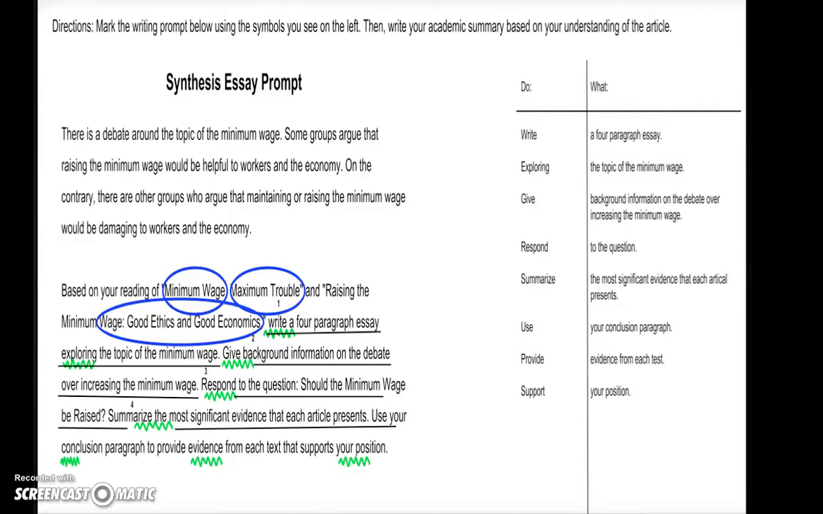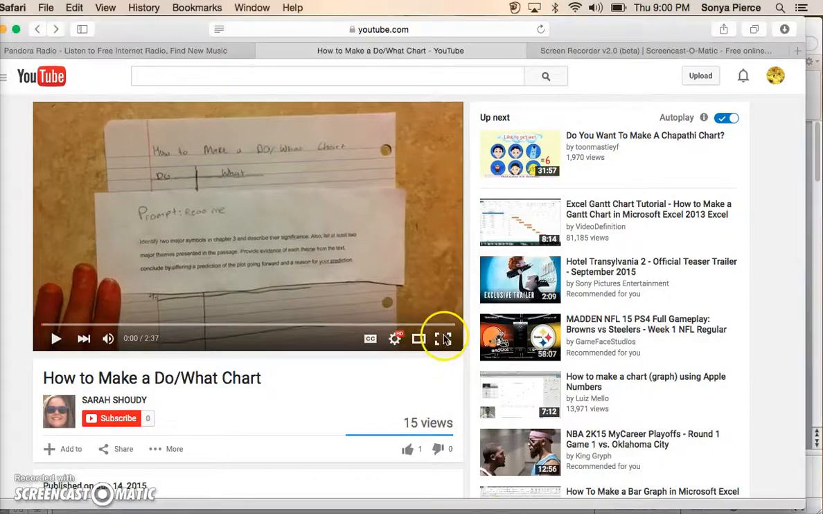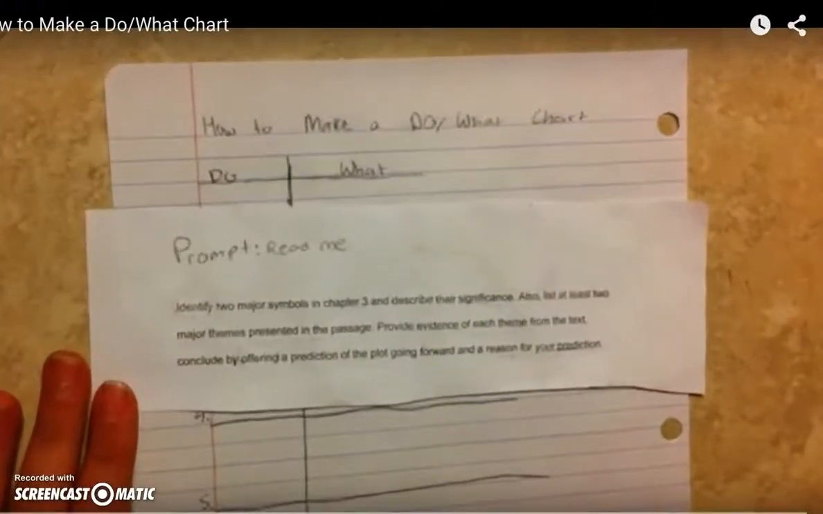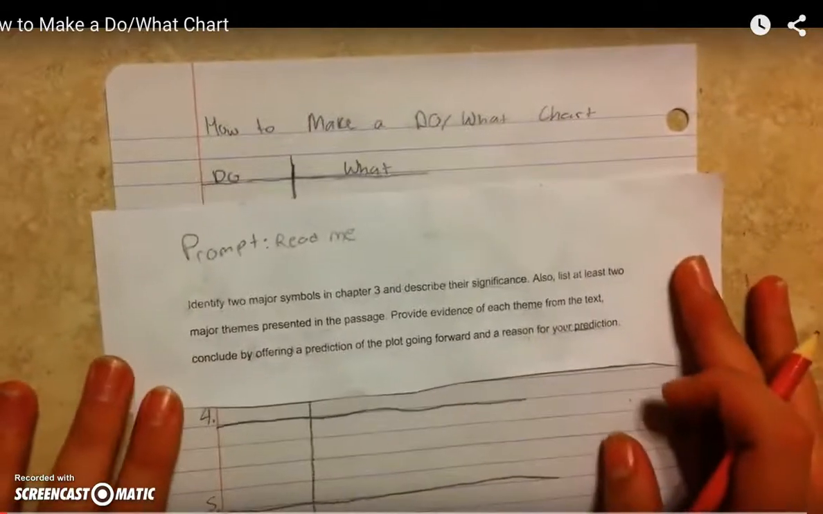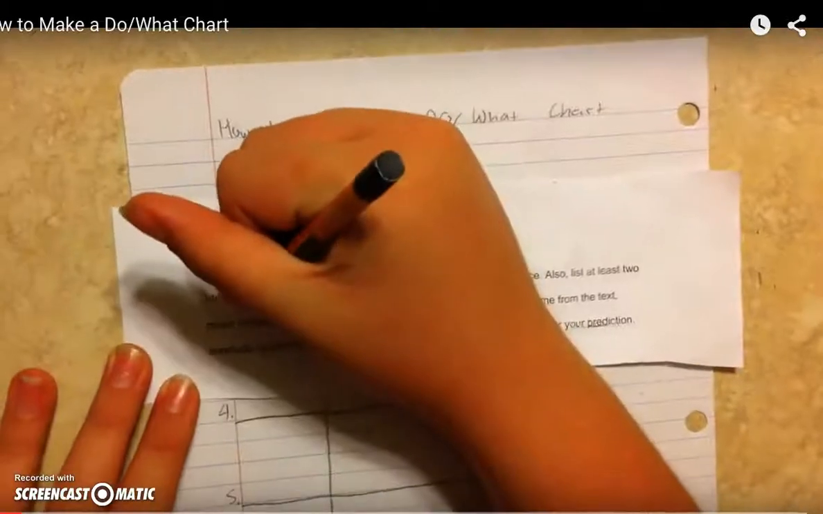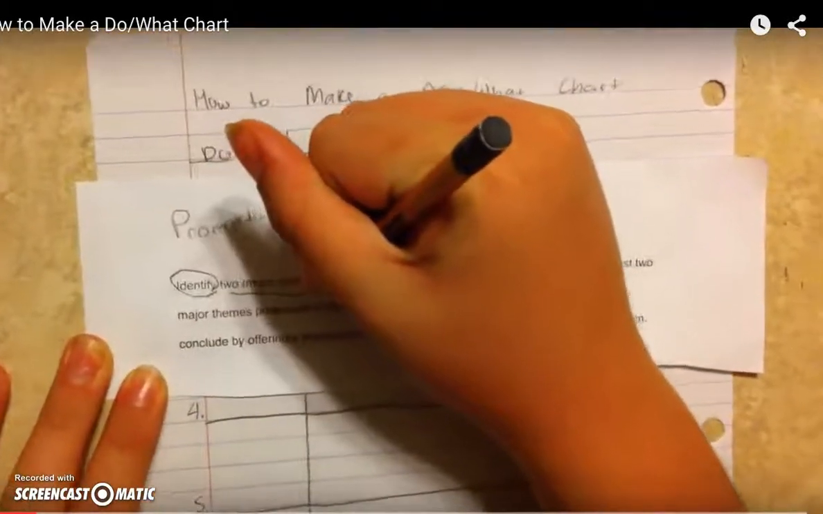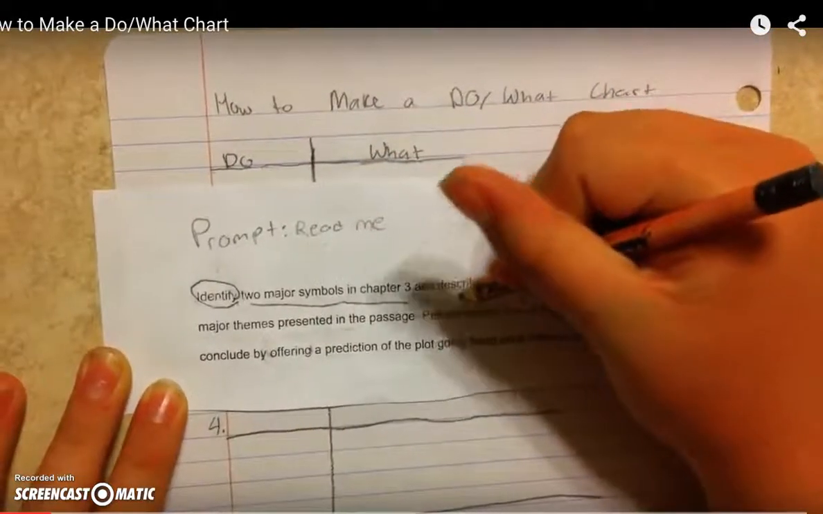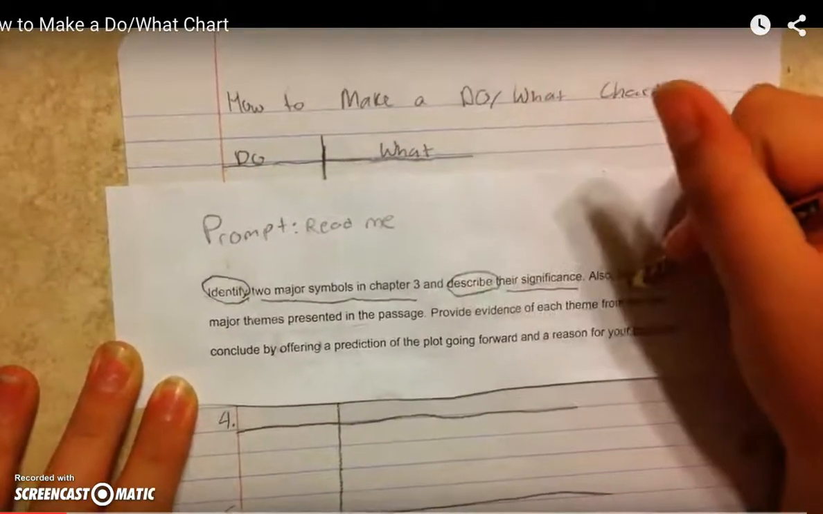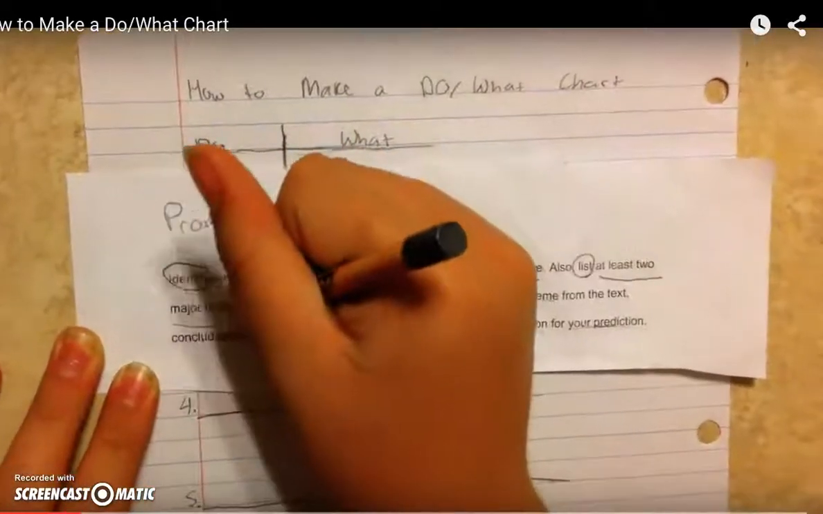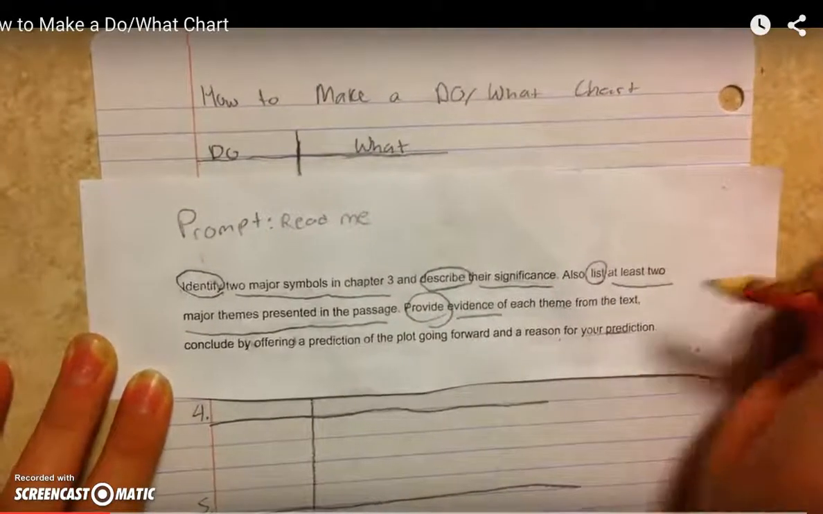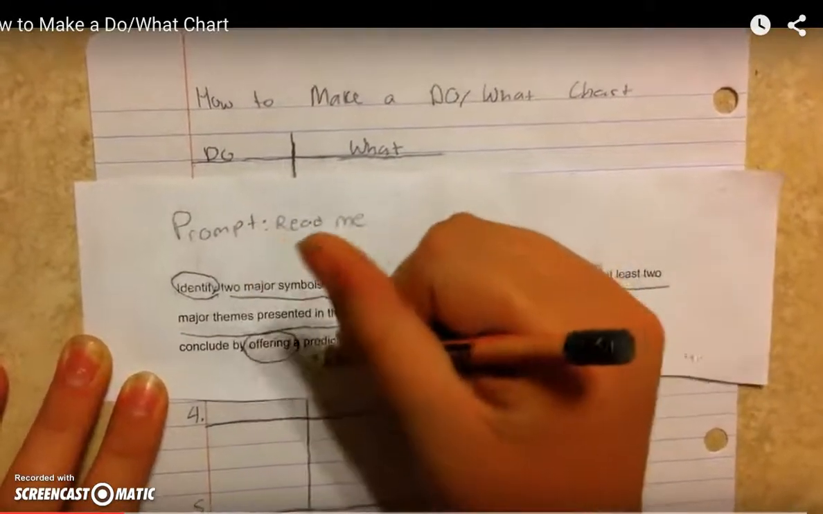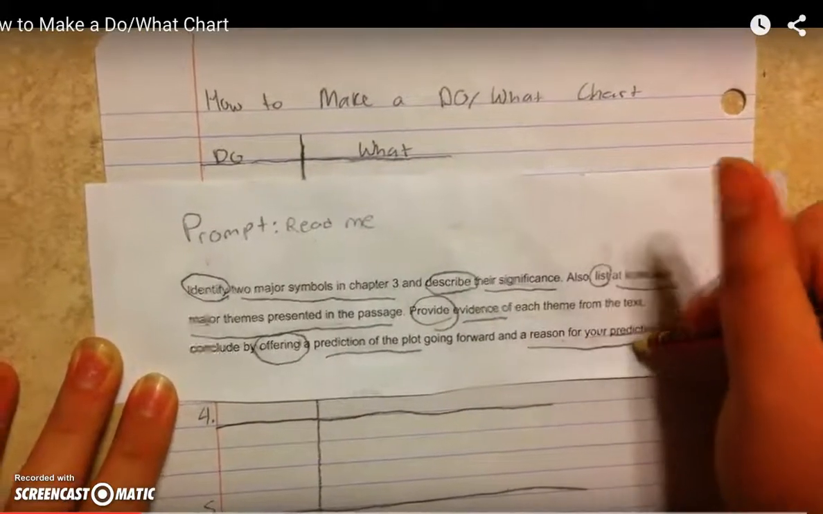Now let's look at a video demonstrating the process of completing a do-what chart. How to make a do-what chart. First, we're going to analyze the prompt, and we're going to circle the verbs and underline what they're telling us to do. So first, identify two major symbols in Chapter 3. Describe their significance. List at least two major themes presented in the passage. Provide evidence of each of these themes. Offer a prediction of the plot and a reason for the prediction.